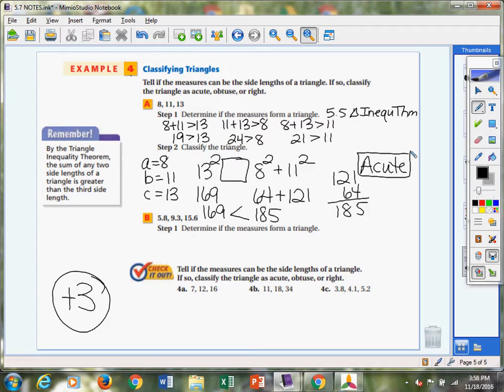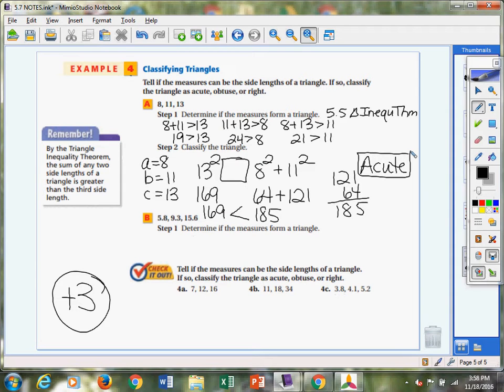So first determine that it's a triangle to begin with. Are the sides long enough to even make a triangle? And then as soon as you determine that it's a triangle, then you can go into it and go, okay, now we can put it into the Pythagorean theorem and decide if it's right, obtuse, or acute. Okay? So let's look at B.